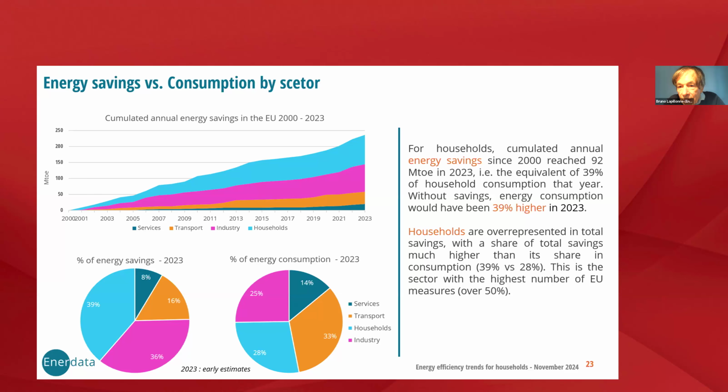Household is the sector which has the highest number of EU measures. So the EU measure is linked to directives. Over 50% of the EU measures are dealing with the household sector. But if we look at the overall number of measures by country in the MURE database, which is also developed in the project, and able to see the measures by sector, the share of household is not really higher than the share of measures in transport or in services, for instance.